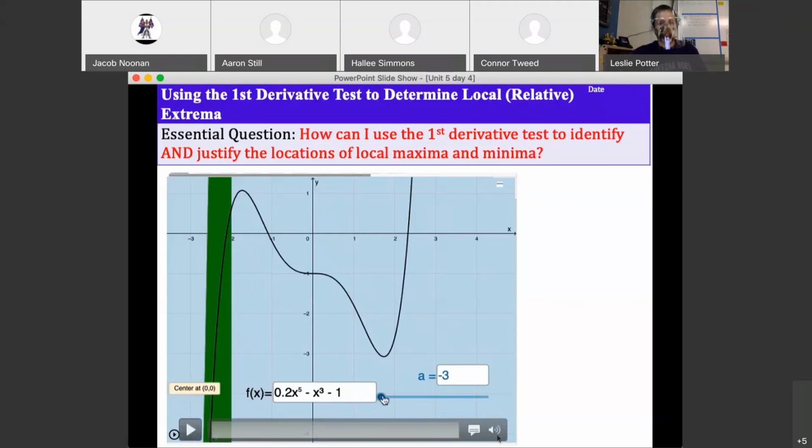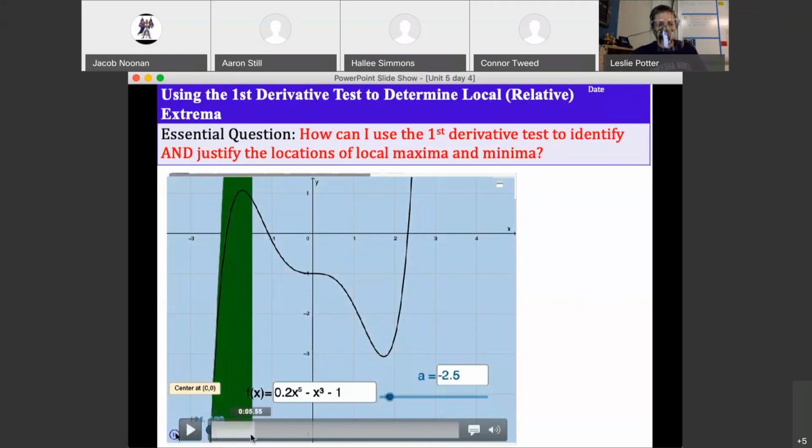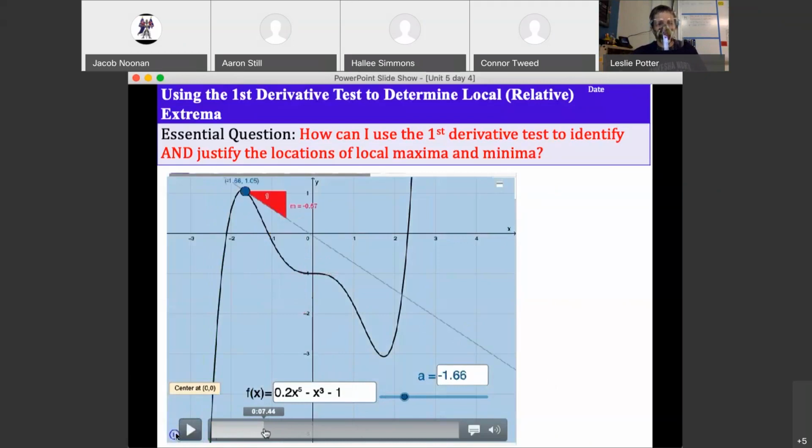I've got it in there. But if we look at this animation, we see that this is definitely a local max here. We know that the tangent line, if I could get it right at the tippy top, would be horizontal. It'd be 0.